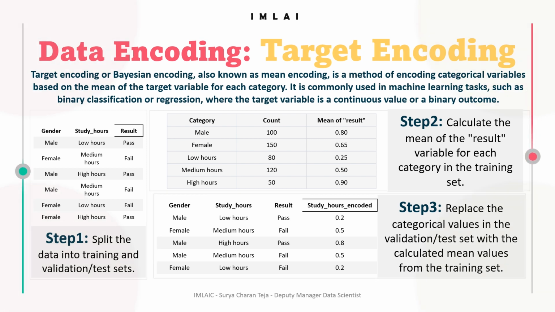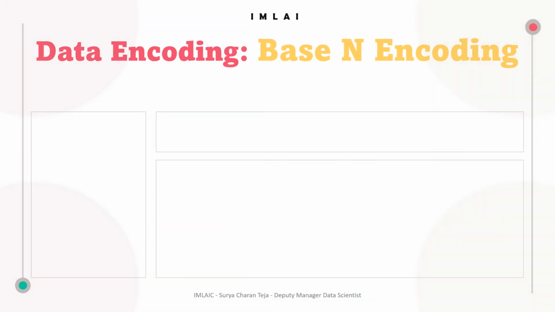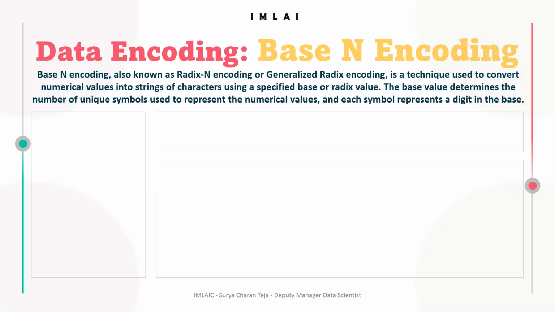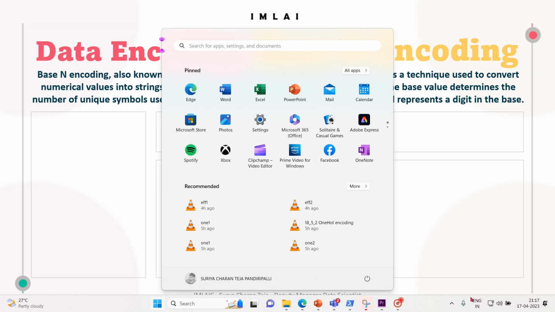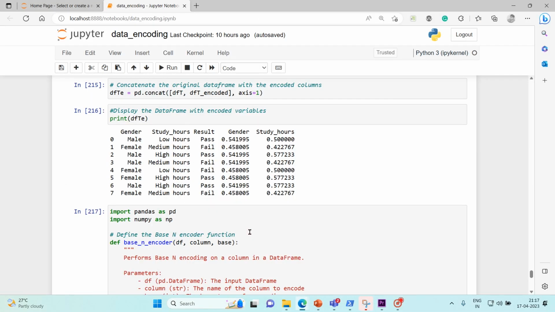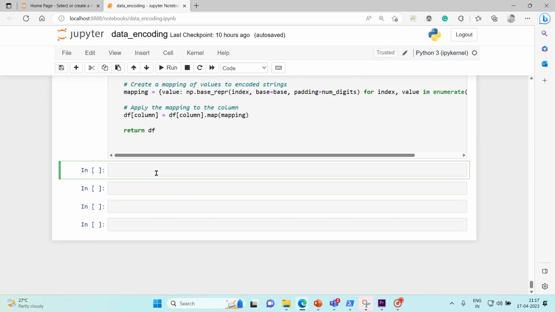Now let's move on to the last encoding method, that's base N encoding. Before diving into base N encoding, let's first try to understand what is base here. In numeral system, the base or the radix is the number of digits or a combination of digits and letters. Let me write it down here. This is called base N encoder.